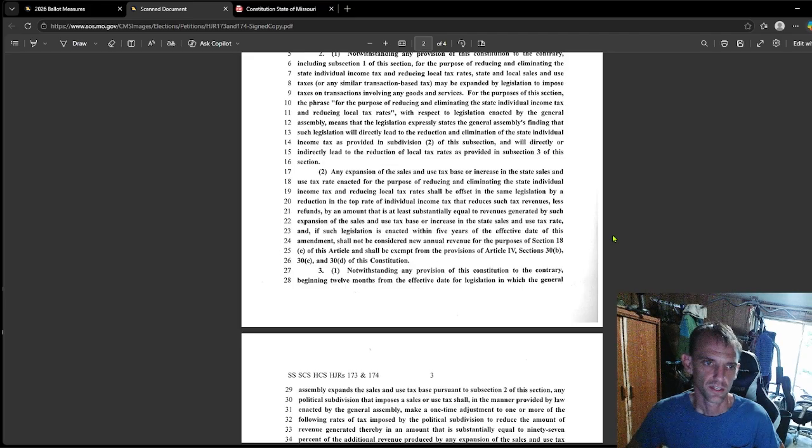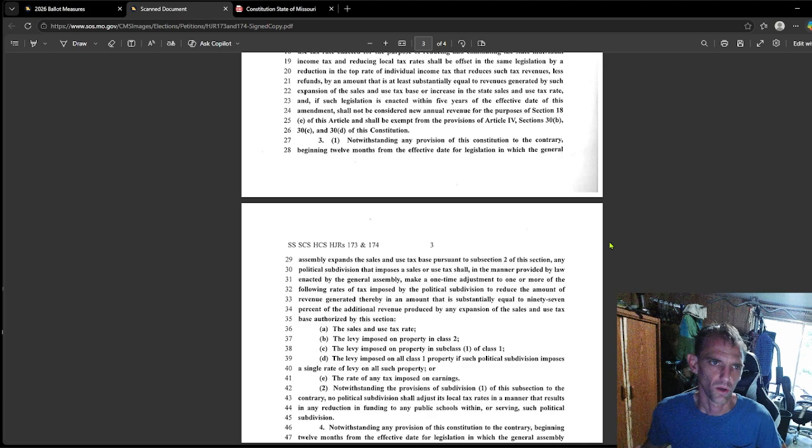And any such legislation, if such legislation is enacted within 5 years of the effective date of this amendment, shall not be considered new annual income for the purpose of Section 18E of this article, and shall be exempt from the provisions of Article 4, subsections 30B, 30C, and 30D of this Constitution.